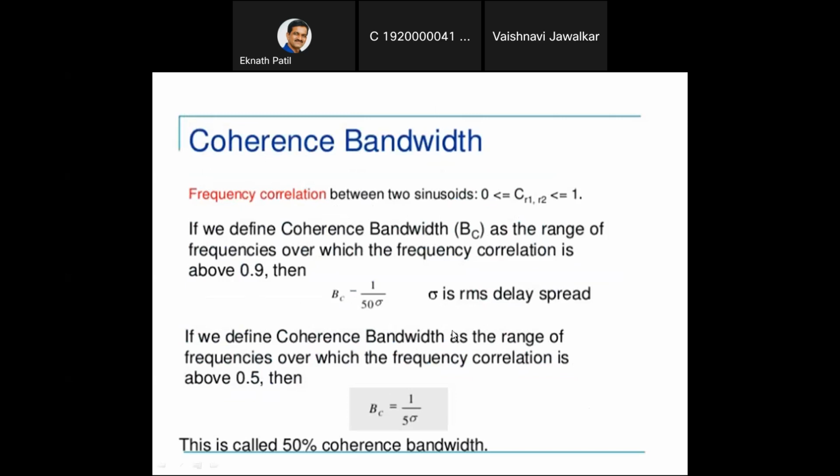If we define the coherent bandwidth as the range of frequencies over which the frequency correlation is above 0.5, then Bc is equal to 1 divided by 5 sigma, and this is called the 50% coherent bandwidth.